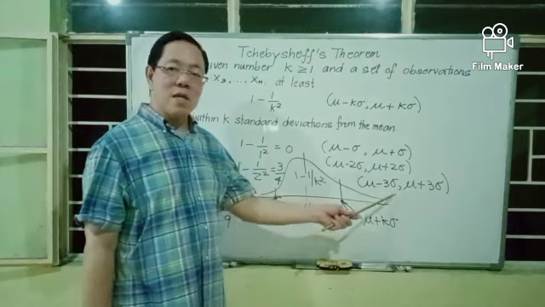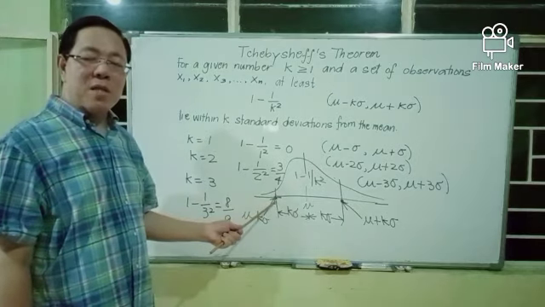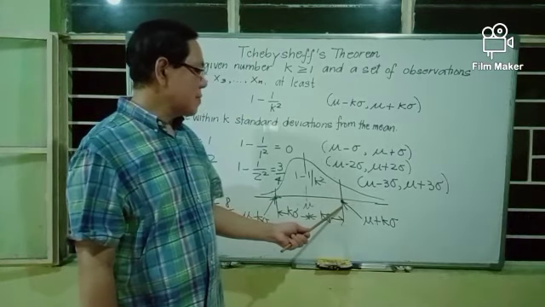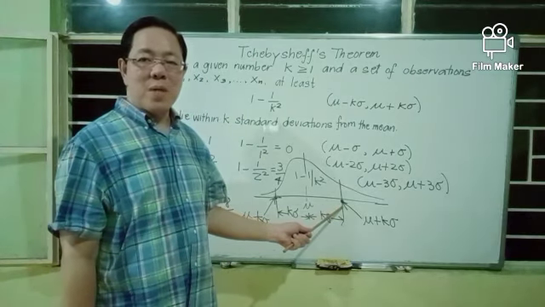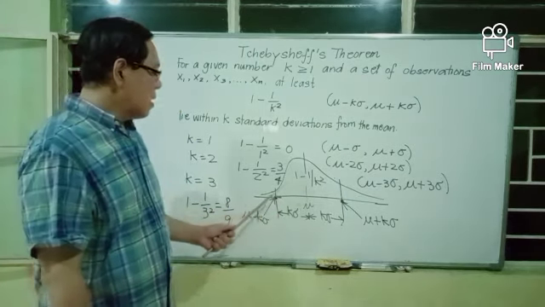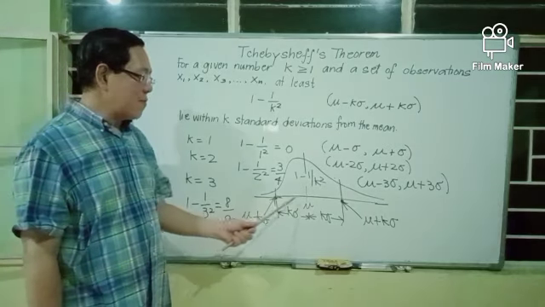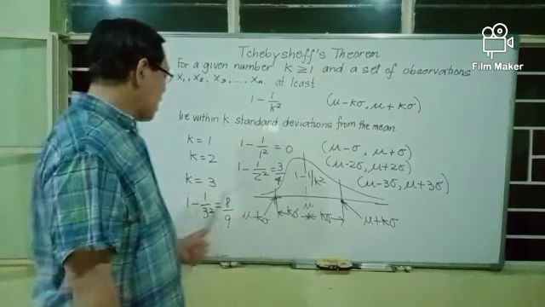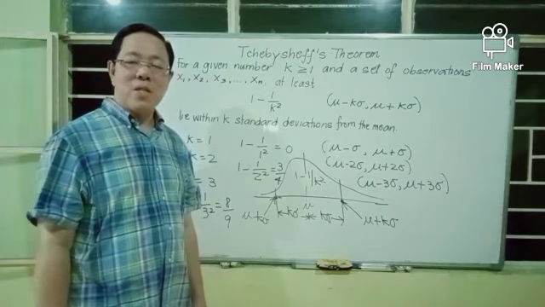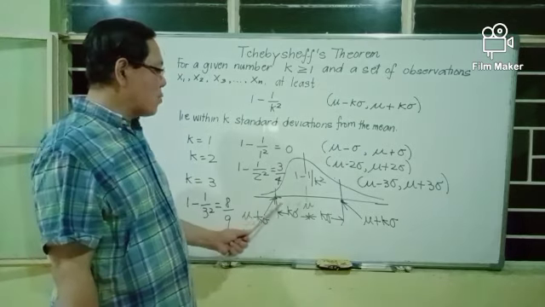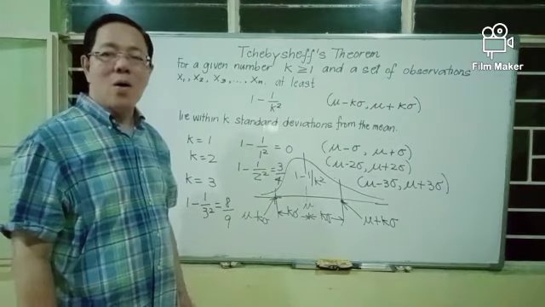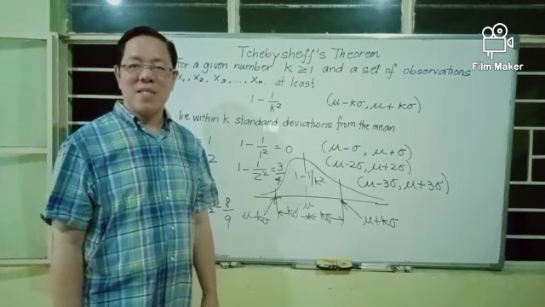This mu minus 3 sigma will be the left endpoint of the open interval, and mu plus 3 sigma would be the right endpoint of the open interval. This point would be 3 standard deviations from the mean, and also this point would be 3 standard deviations from the mean, for k is equal to 3. And the fraction of the n observations that lie within 3 standard deviations from the mean is 8 over 9, or approximately 88%.